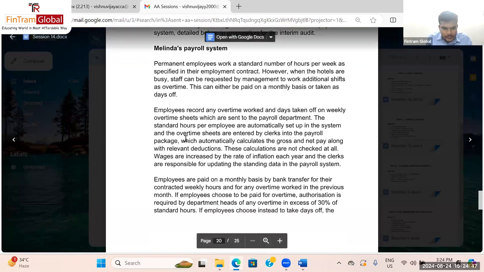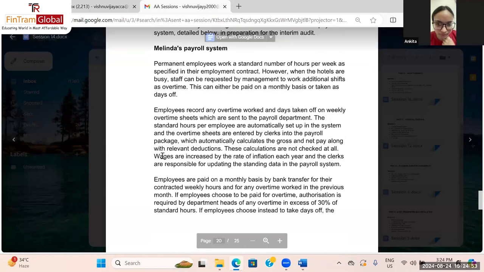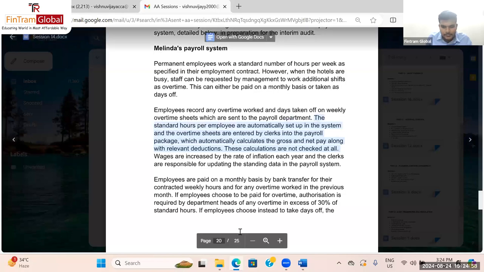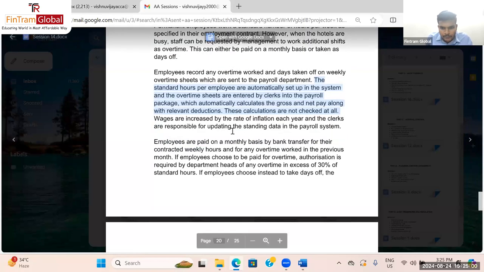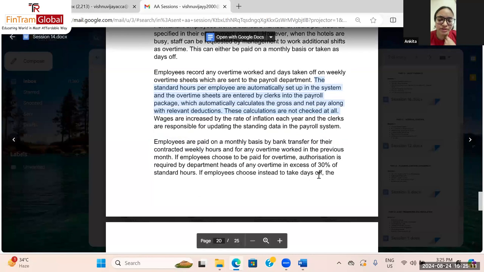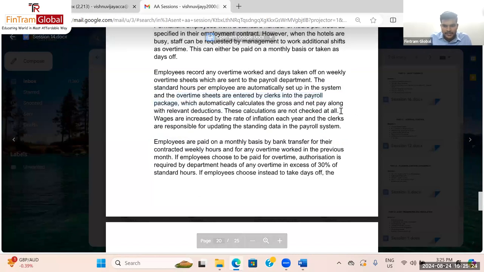Overtime gets rendered into the payroll package, which automatically, the calculations are not checked at all. Well, this is an issue. The deductions, I don't think so. The same issue that you have mentioned, the one highlighted in blue, it was mentioned that the sheets are entered by the clerk into the payroll packages. Okay, this one. All right. So yeah, this is also a deficiency.